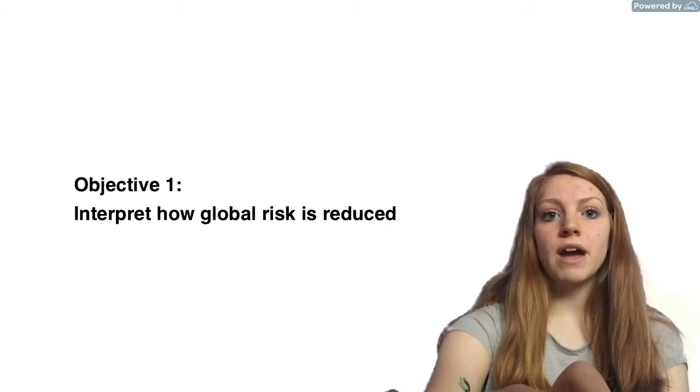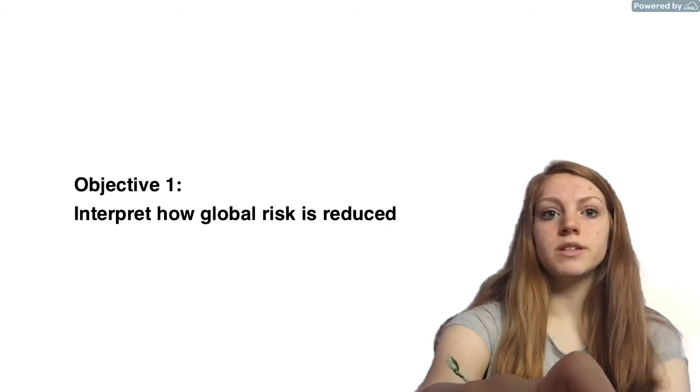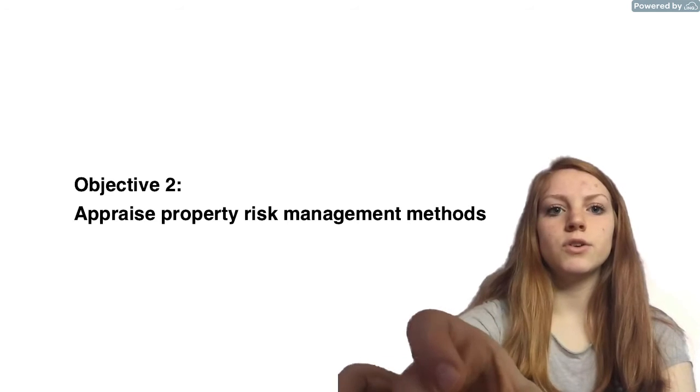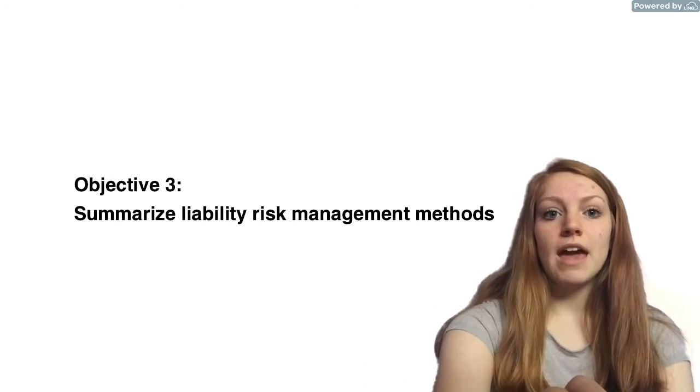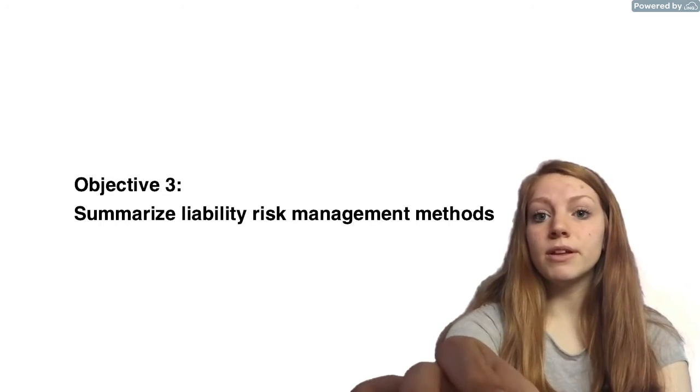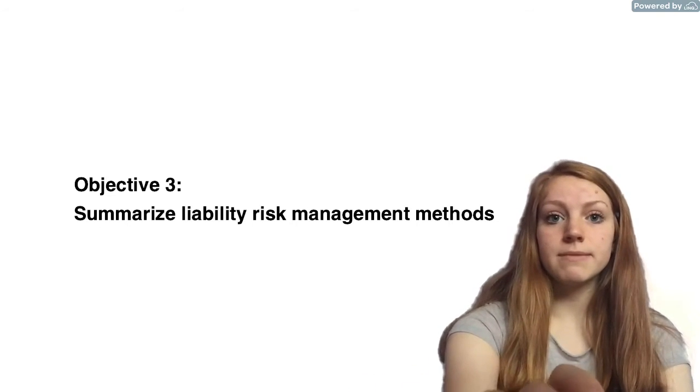There are 3 learning objectives. The first is to interpret how global risk is reduced. The second is to appraise property risk management methods. And the third is to summarize liability risk management methods.